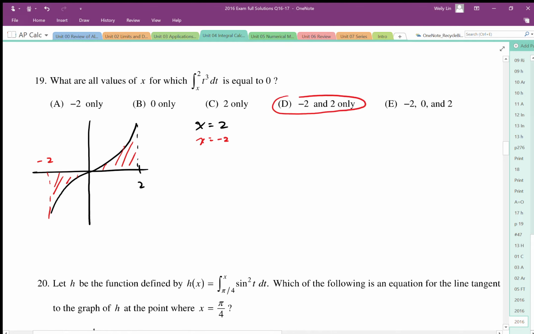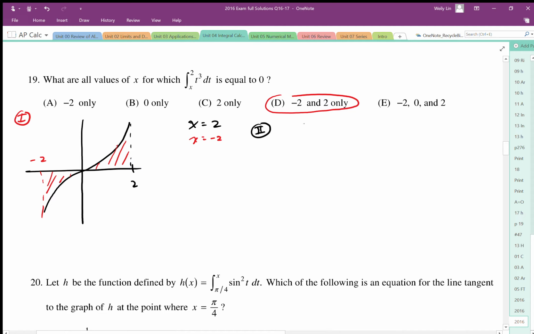So we could do it an alternative way, so I'll call this method 1. The long way of doing this problem, and again, this is by far the better solution, the long way is to actually integrate this. So if we integrate this expression from x to 2, t cubed dt, make it equal to 0, we end up with t to the power 4 over 4 from x to 2, make that equal to 0.